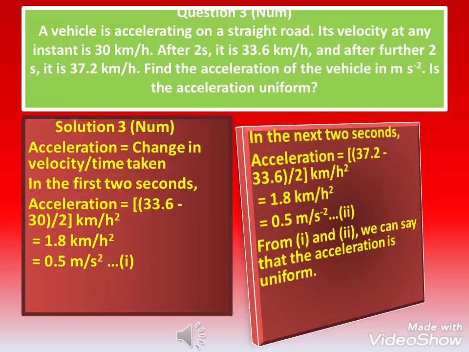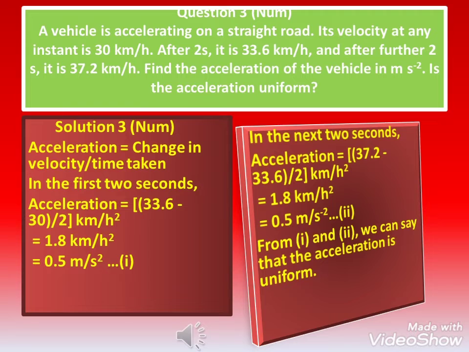Solution. We have the equation for acceleration: change in velocity by time taken. So let us find the acceleration in the first 2 seconds. Acceleration is equal to final velocity minus initial velocity divided by time. So we will get (33.6 minus 30) divided by 2, that is 1.8 km per hour square. We have to convert the same into meter per second square. To convert kilometer per hour square into meter per second square, we have to multiply by 5 by 18. So by multiplying 1.8 into 5 by 18, we will get 0.5 meter per second square.